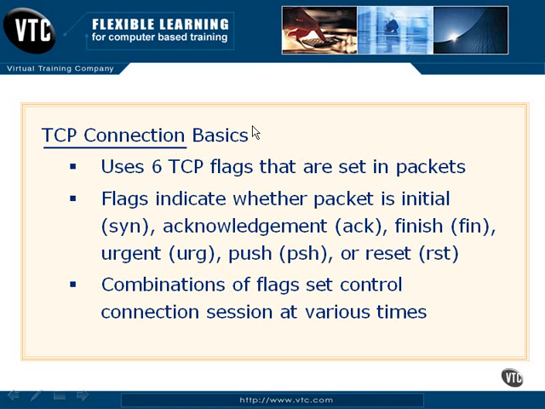So the basic concept here is that during TCP communication, there are 6 available TCP flags that can be utilized during packet transmission. And the basic idea here is that we can use these flags to indicate what point in the session and what active process we're going through in that session that we might be.